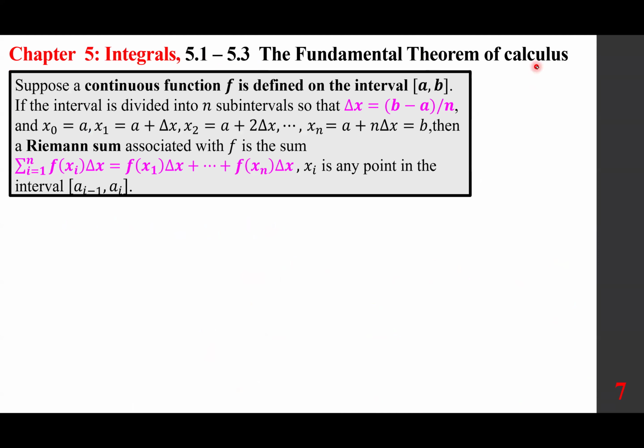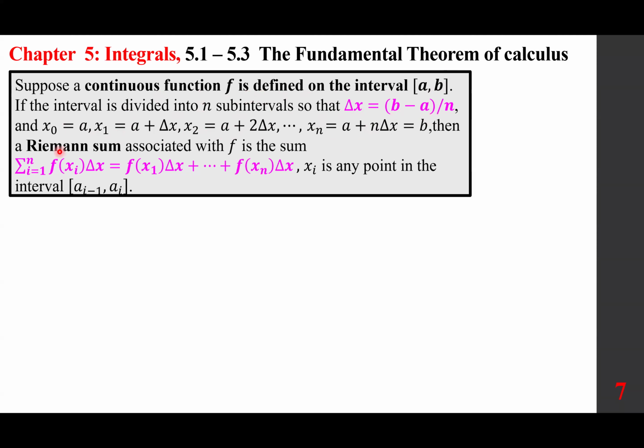The fundamental theorem of calculus. Suppose a continuous function f is defined on the interval of a to b. If the interval is divided into n subintervals so that delta x is b minus a over n, and x sub 0 is a, x sub 1 is a plus delta x, x sub 2 is a plus 2 delta x, all the way to the end, x sub n is a plus n delta x, which becomes the last point b.